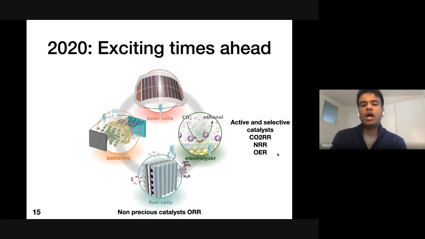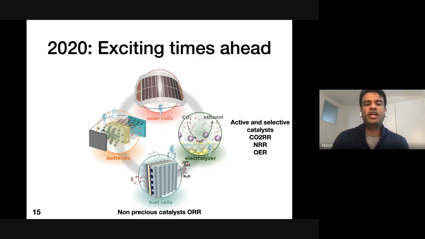Another important area in the case of fuel cells is to find non-precious catalysts for oxygen reduction, which is a reaction that happens in a fuel cell. Right now, platinum is the best known catalyst, but platinum, as we all know, is very expensive. So there is a lot of effort in trying to find non-precious catalysts that do not involve metals like platinum and iridium, and so on.